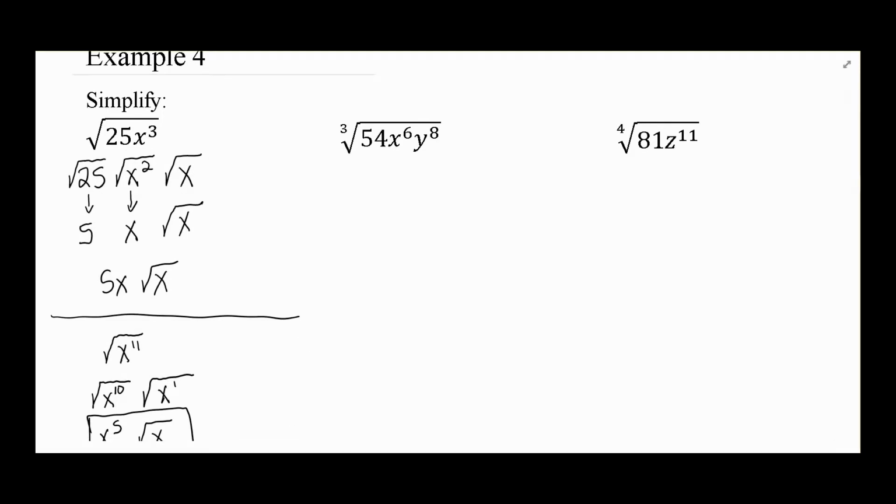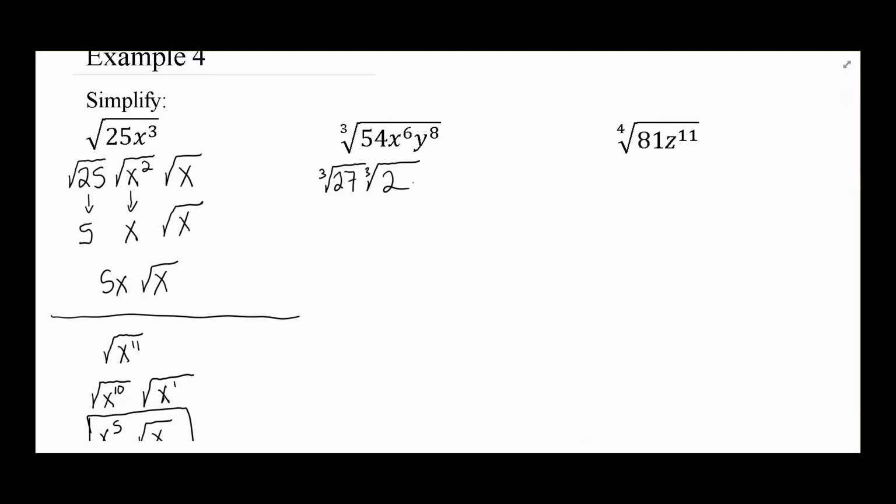So here we're up to cube roots. So we want to ignore the x and the y for a second and just look at 54. I want to rewrite 54 as a perfect cube and whatever's left. 27 is a perfect cube, and 27 times 2 would get me 54.